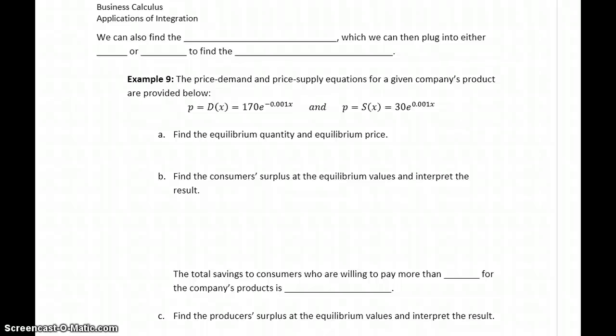So given a specific price point, P bar, we can calculate consumer's surplus and producer surplus. But we can also look at finding the equilibrium quantity. So previously we found our quantity, or our value for X bar, by plugging in that given value for P bar, solving for X. So another approach is to find the equilibrium quantity, which we can then plug into either D of X, that price demand equation, or S of X, the price supply equation, to find the equilibrium price.